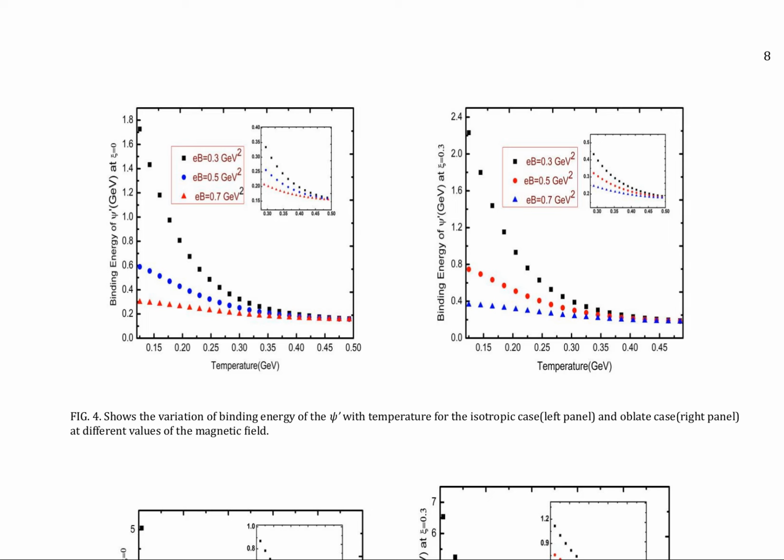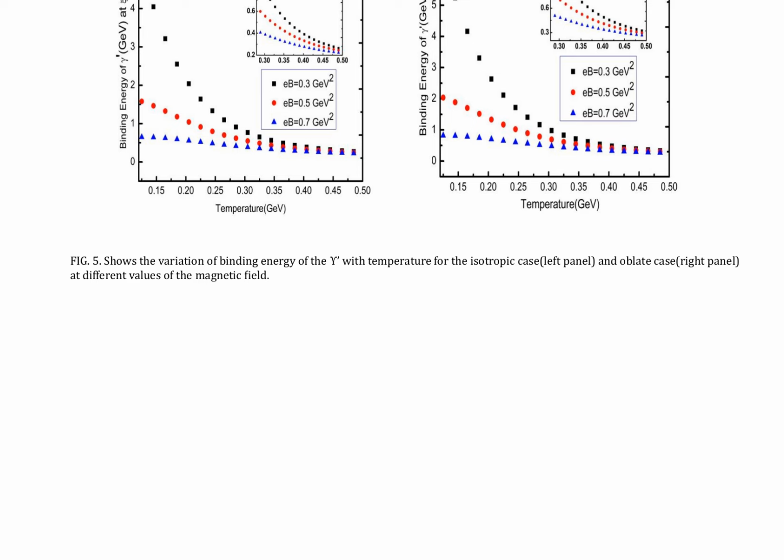Again, the oblate case exhibits a more pronounced decrease in binding energy compared to the isotropic case, suggesting that the stability of the psi and upsilon is influenced by the magnetic field and temperature, with the oblate case being more sensitive. These findings highlight the importance of considering the effects of magnetic fields and temperature on quarkonia stability, particularly in the context of heavy-ion collision experiments.